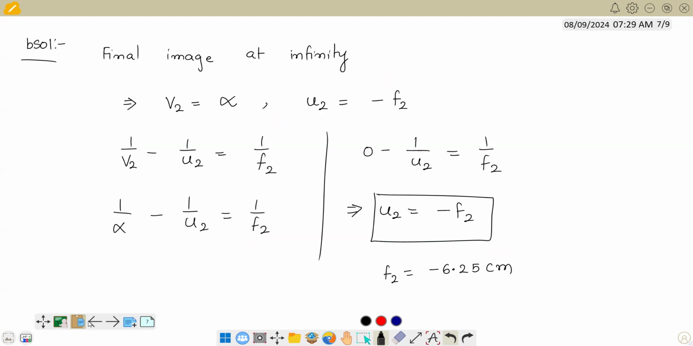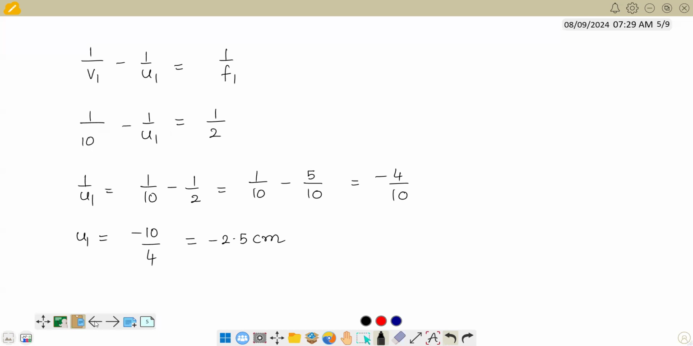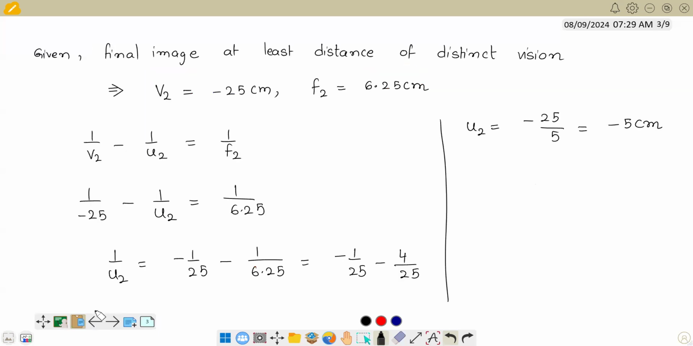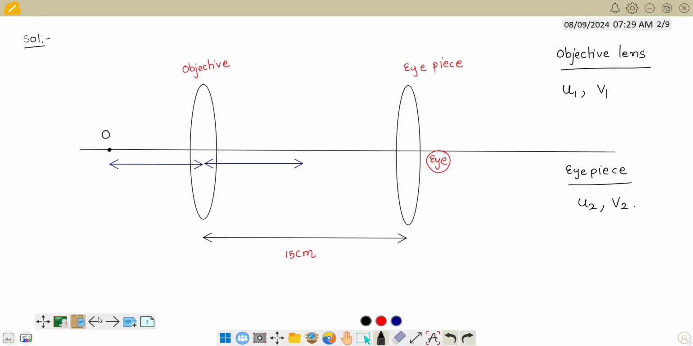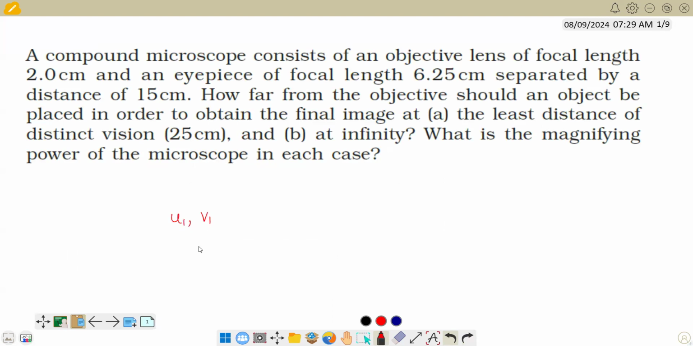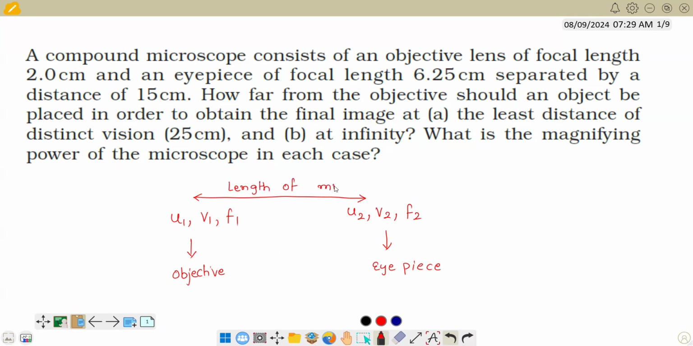So I hope you understood how I have solved. Remember, this entire problem is like reverse engineering. There would be u1, v1, u2, v2. Using u1, v1 and u2, v2: u1, v1, f1 belong to the objective lens, and u2, v2, f2 belong to the eyepiece. Then what is the term that connects both of them? The term that connects both of them is the length of the microscope, because using the length of the microscope, we can actually find v1.